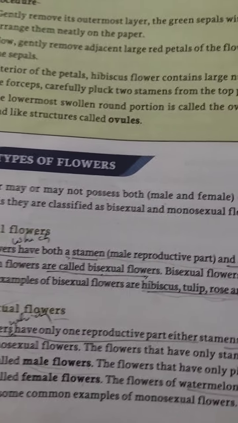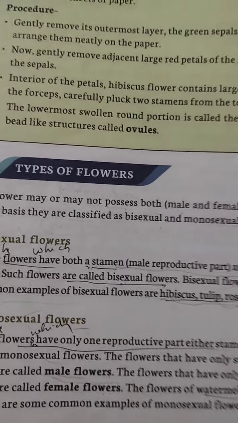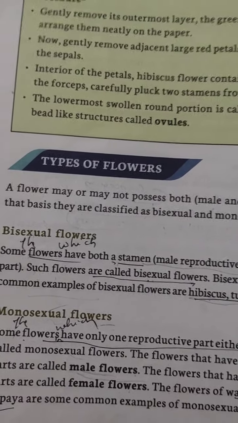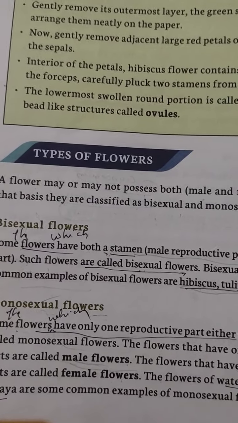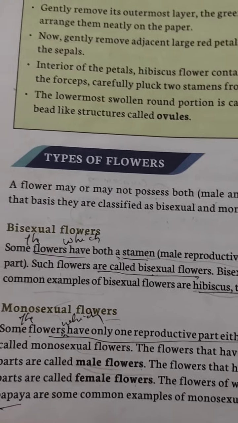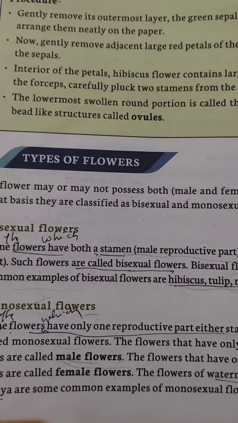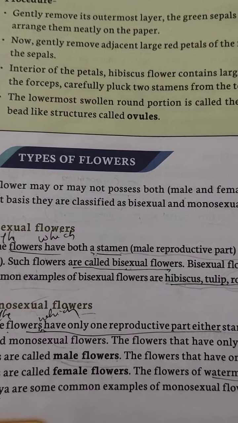The flowers of watermelon, pumpkin, cucumber and papaya are common examples of monosexual flowers. What are the examples of monosexual flowers? Watermelon, pumpkin, cucumber, papaya. ये सारे जितने भी flowers हैं, ये सारे जितने भी plants हैं, इनके जो flower होते हैं, these are monosexual flowers.